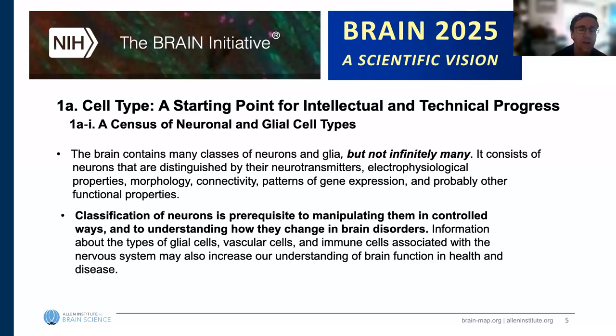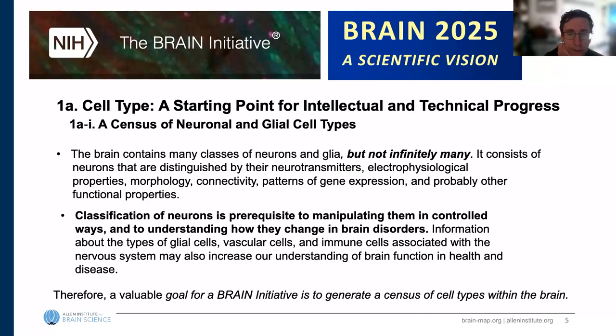A big charge of that was a starting point in the classification of cell types and to perform a census of neuronal and glial cell types in the brain, with the observation that there was a definite bounded number of cell types. Not every cell is obviously a type. The goal was to discover their properties and distinguishing characteristics, from their neurotransmitters and connectivity to patterns of gene expression and other things. This is regarded as an important step in determining the circuits which govern brain function and our understanding of the brain in health and disease.